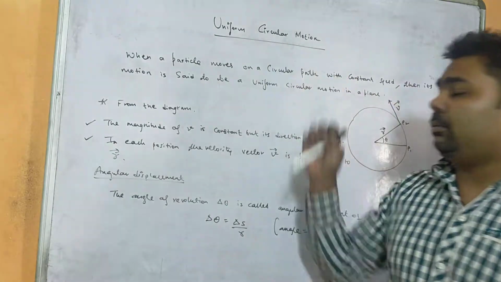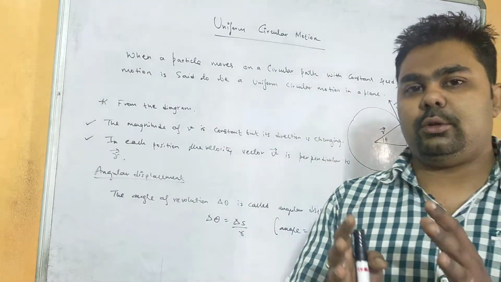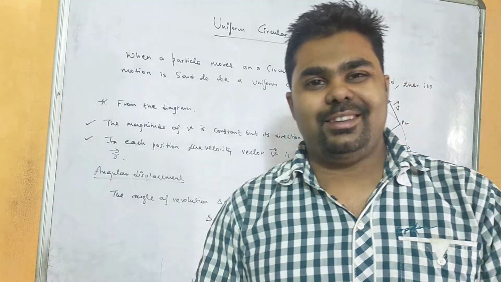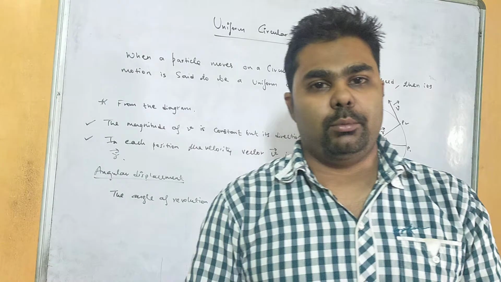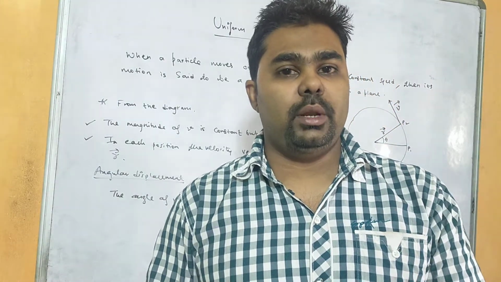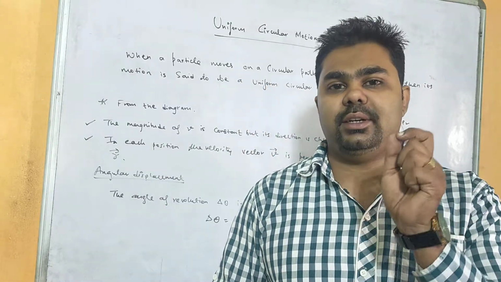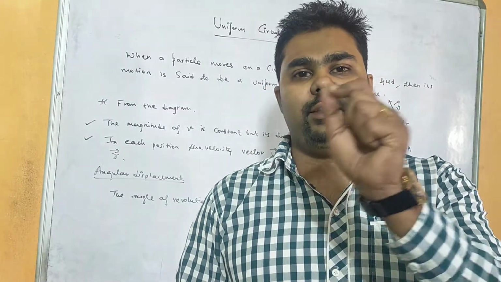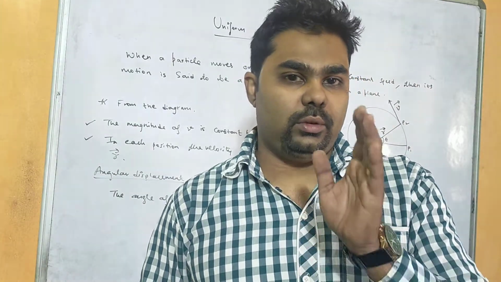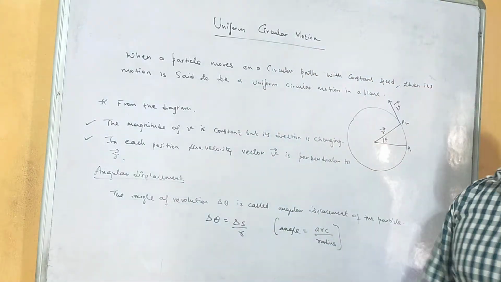So uniform circular motion. When an object changes its position with respect to time, we say that object is in motion. When an object's position does not change with respect to time, we say that object is at rest. Whereas whenever an object is moving in a circular path with constant speed, and at each and every point the direction is getting changed, this type of motion we call uniform circular motion, right?